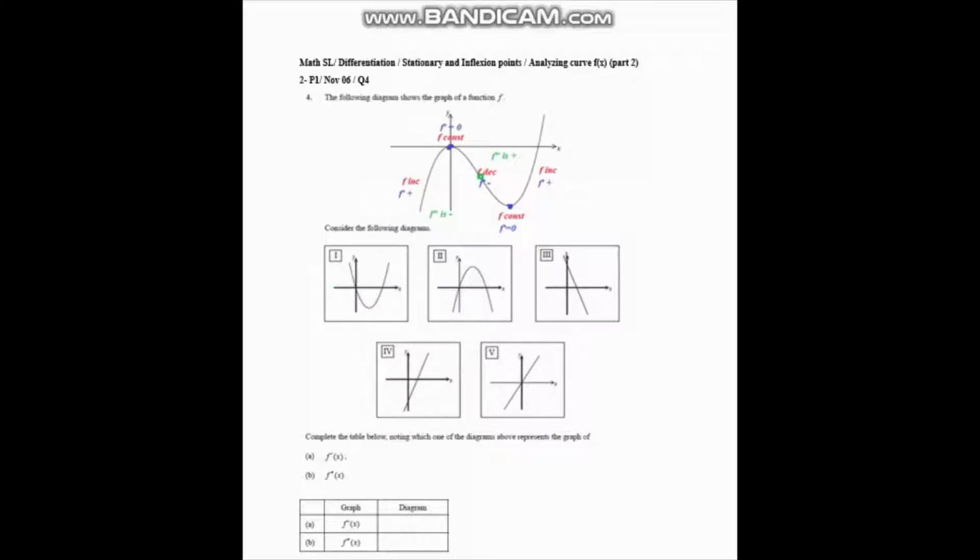What do I know about f double dash? I know that f double dash is negative until this point. So before this green point, f double dash is negative, and after this point it is positive.